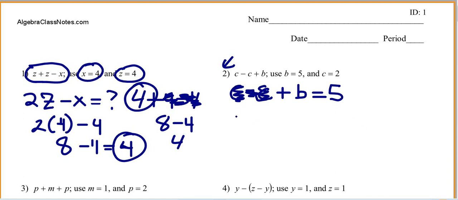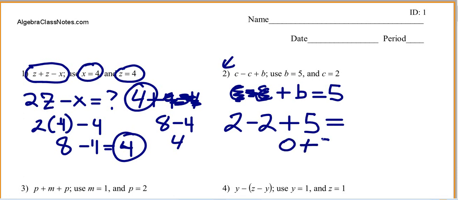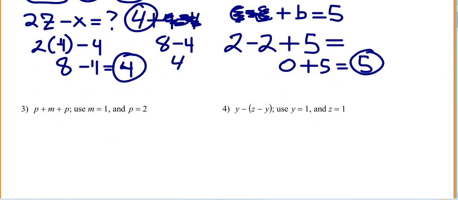Or if you prefer to put your numbers in, nothing wrong with that. You've got 2 minus 2 plus 5, right? Well, 2 minus 2 is 0. 0 plus 5, you've got 5 and you add nothing to it, you still got 5, right? That's our first two examples.